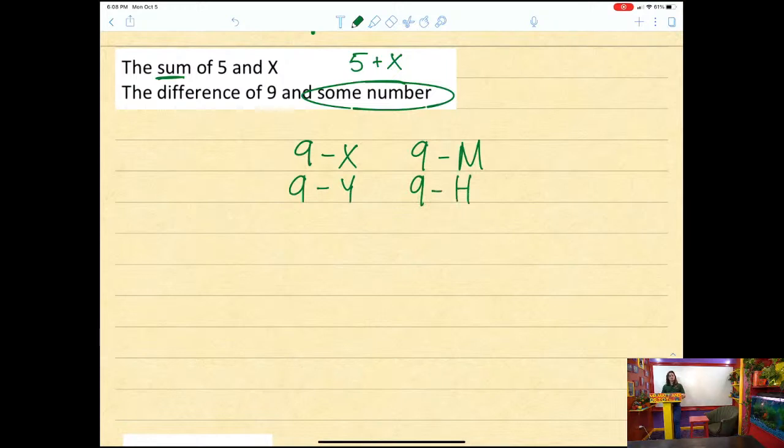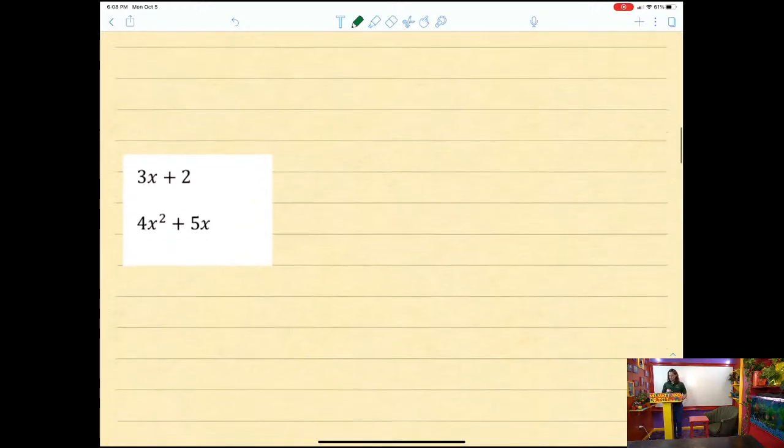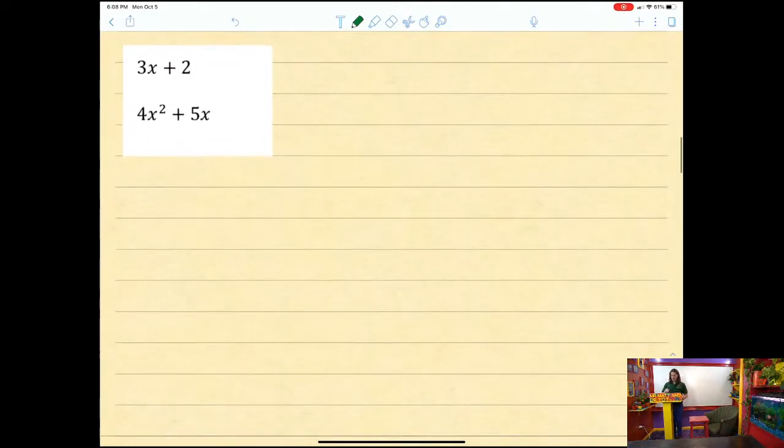If you have any questions, please let me know in the chat function. Otherwise, I would like you to turn these mathematical expressions into verbal expressions, into worded names. So I'll give you 2 minutes, and then I'll give you a hint.